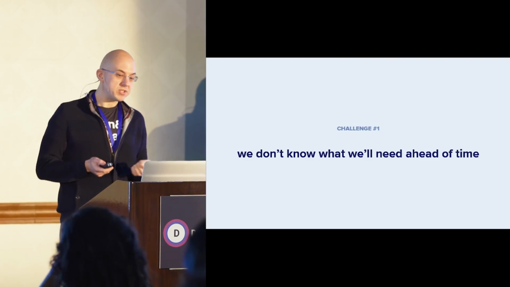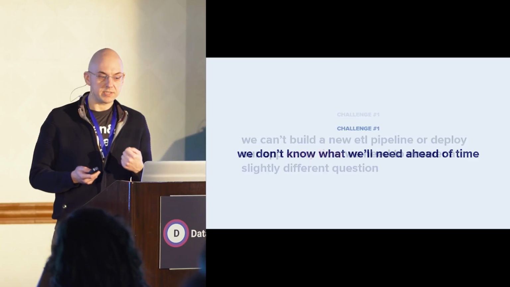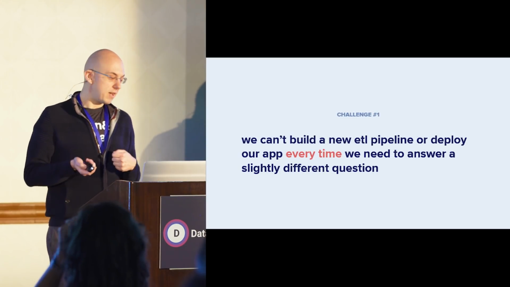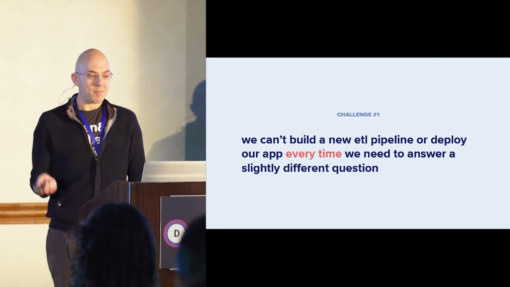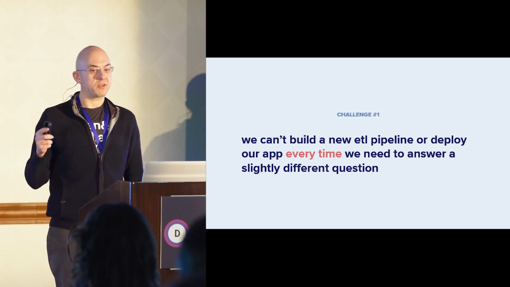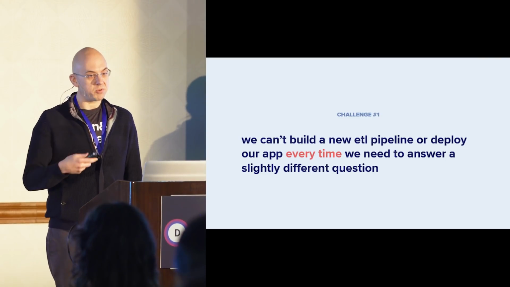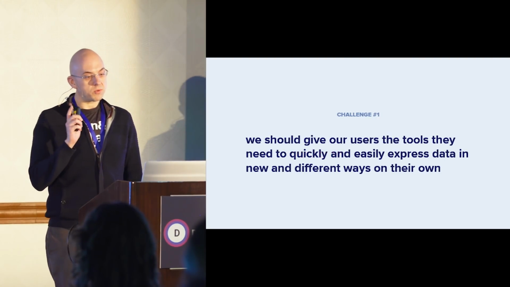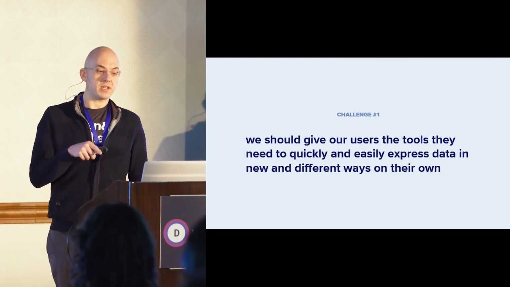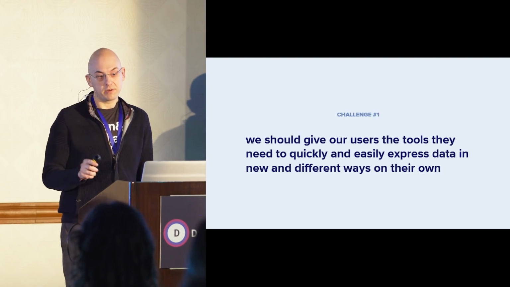We don't always know what we're going to need ahead of time, and we don't always know the ways in which users are going to need to see it. And this is kind of the crux of this challenge, which is we can't build a new ETL pipeline or deploy our app every time we need to answer a slightly different question. It's too slow, and it's too expensive, and the cycle time between the data team and the business users and the people in the organization is too long. What we should do instead is give our users the tools they need to quickly and easily express data in new and different ways on their own.